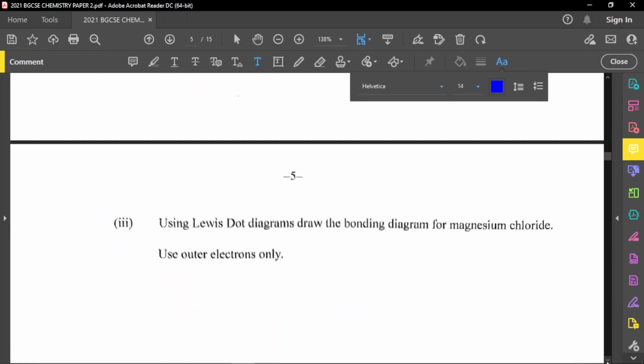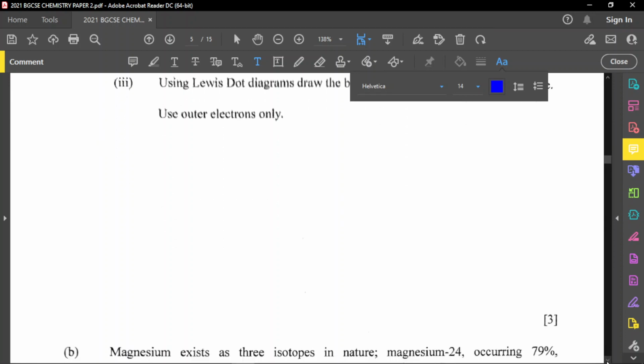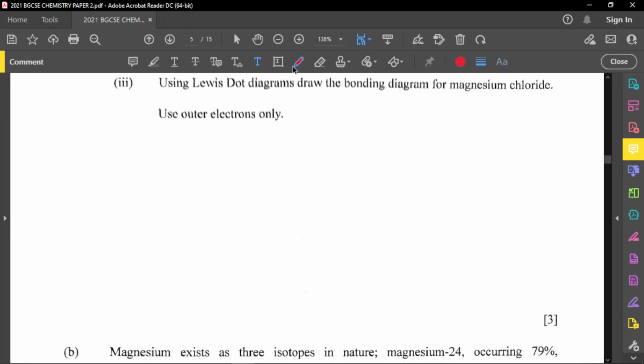Using a Lewis dot diagram, draw the bonding diagram for magnesium chloride, using the outer electrons only. To do this, you need to draw the magnesium, because the magnesium will be the atom in the middle, the central atom, and it will transfer electrons over to the chlorine. So you're going to have two chlorine. You put them side by side here. I'm drawing kind of big, but that's fine.